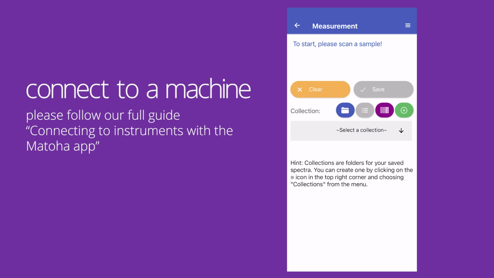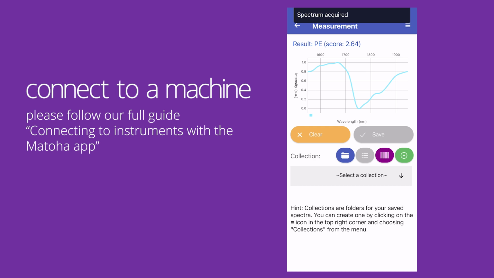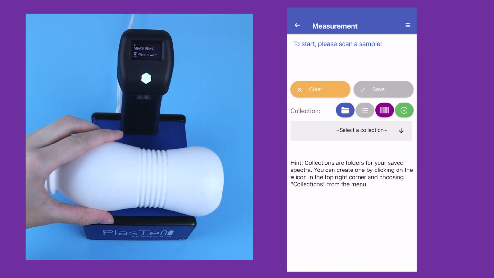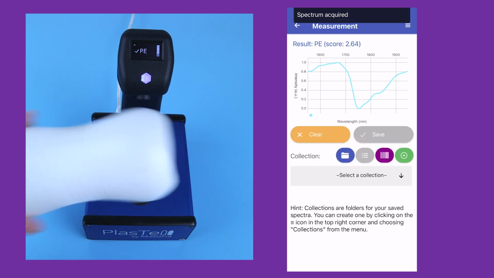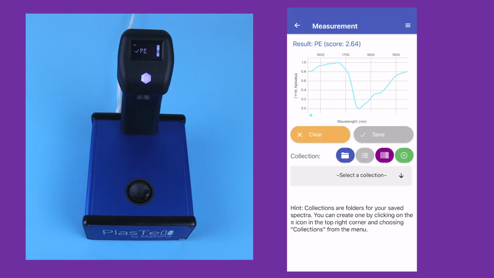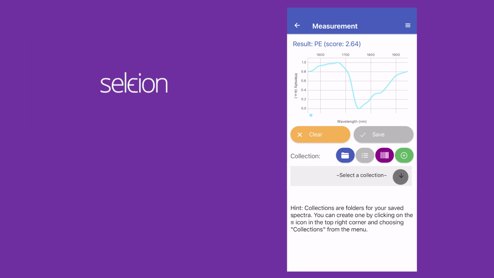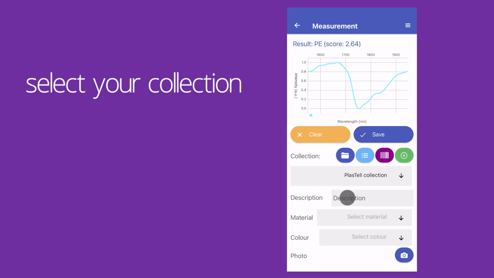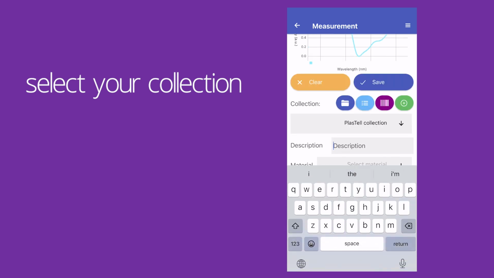Step 3. Measure a sample and add it to your collection. For PlasTell, measure your sample. The result of your measurement will appear on your device screen and your spectrometer screen. Select your desired collection and enter any other relevant information about the sample, such as the material or description.